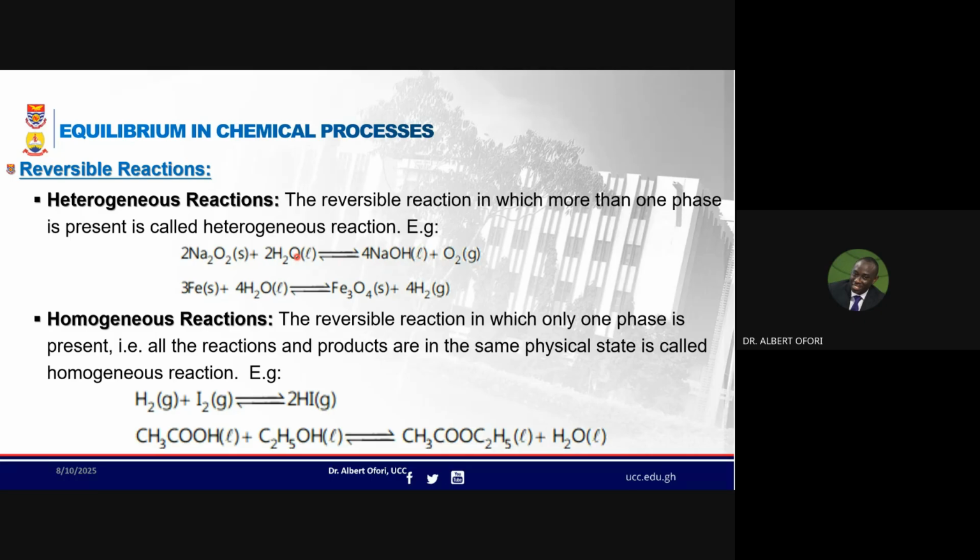Then the water, of course, water can be liquid, it can be gas, it can be solid, but the common use of water is liquid. I mean, we use it as solvent. Then the sodium oxide is solid. And so this is basically a heterogeneous reaction. Yes.